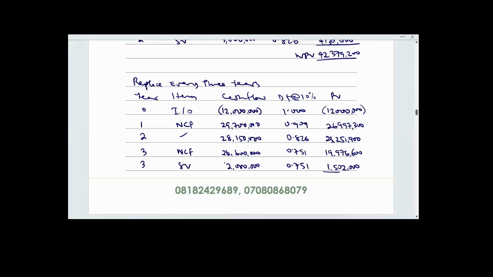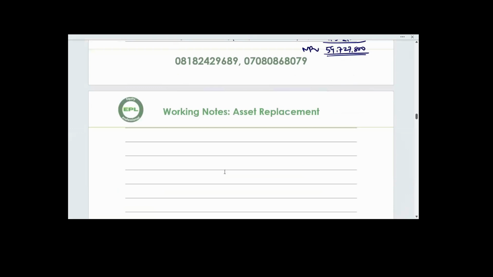So our NPV would then be equal to plus 19,976,600 plus 23,251,900 plus 26,997,300 minus 12 million equals 59,727,800. So since we are done with all the cycles, the NPV for each cycle, at this point we need to calculate annual equivalent value. So annual equivalent value is NPV divided by the annuity factor.